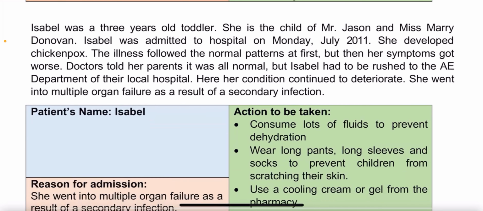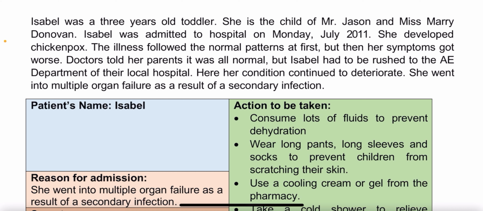Okay, case number 3. Isabel was a 3 years old toddler. She is the child of Mr. Jason and Miss Mary Donovan. Isabel was admitted to hospital on Monday.